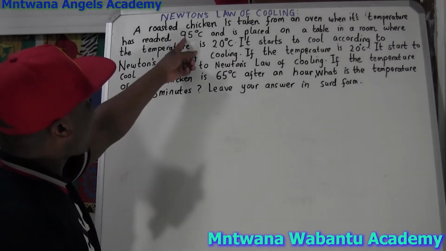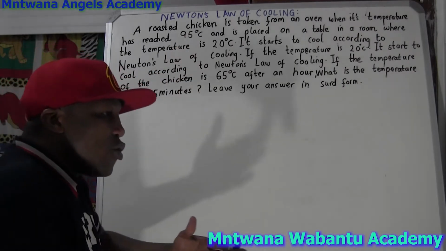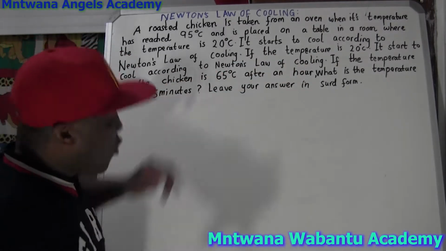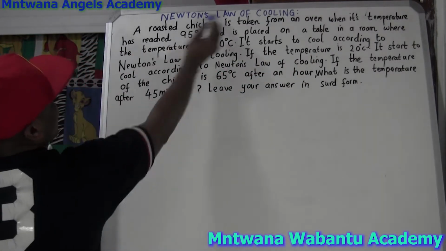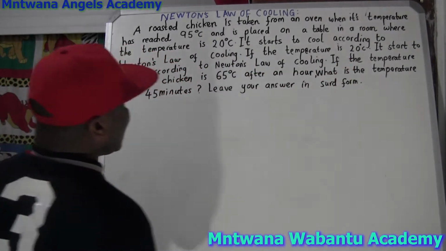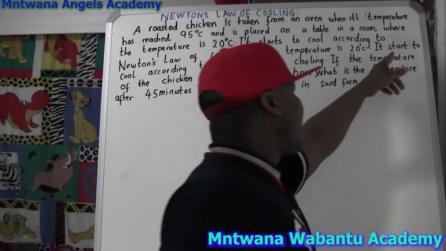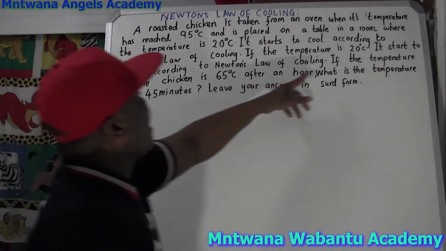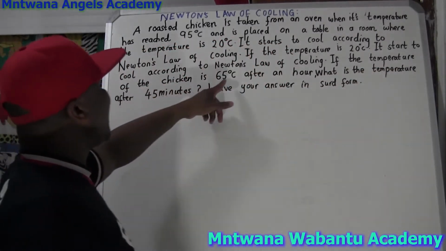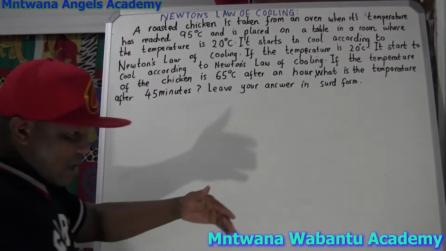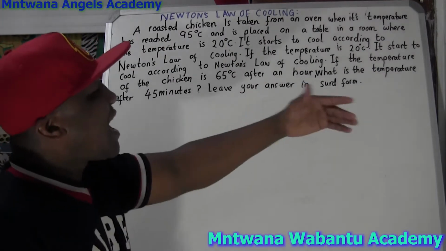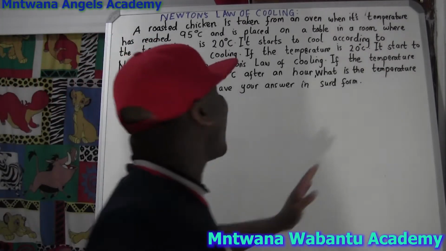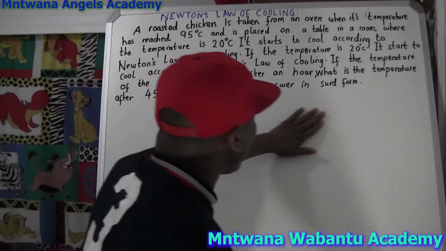The temperature is 95, meaning the chicken is going to lose temperature because it starts to cool according to Newton's law of cooling. The room temperature is 20 degrees, and it starts to cool according to Newton's law. If the temperature of the chicken is 65 after an hour, this is like f of x or f of t. Now let's see how we're going to do it. What is the temperature after 45 minutes? Leave your answer in surd form.